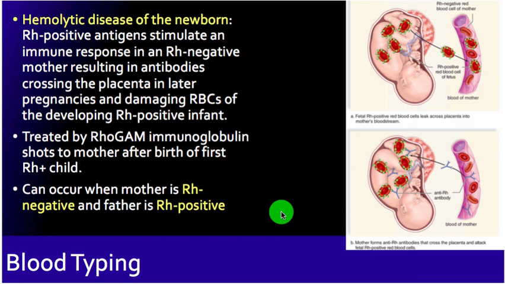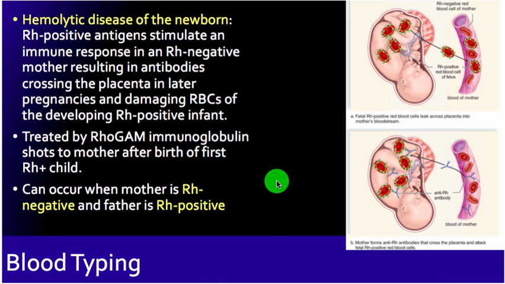So how do we deal with this? Well, it's treated by something called RhoGAM. This is an immunoglobulin shot, and it's basically going to make sure that the mother, who is potentially exposed to the Rh positive antigens from her child, isn't going to develop the antibodies. In other words, we're going to suppress her immune system so that she doesn't have an immune response to this child.